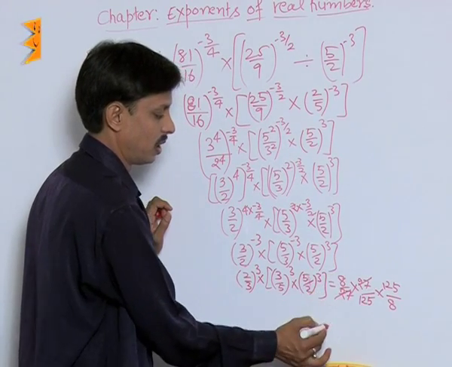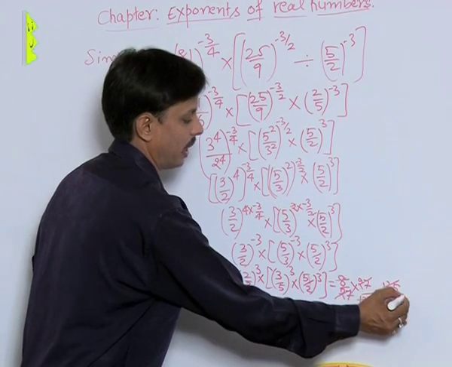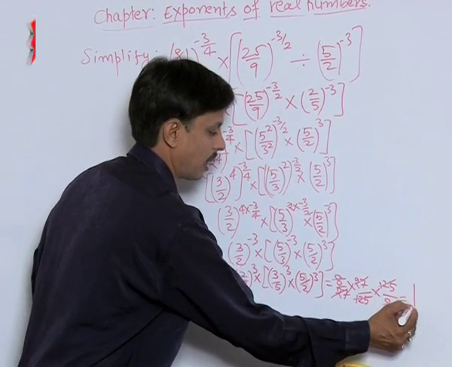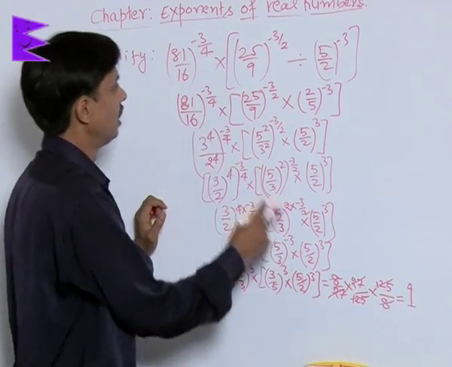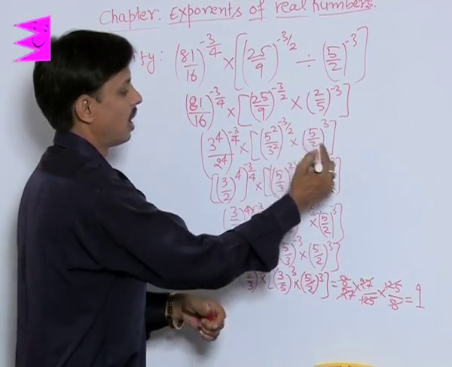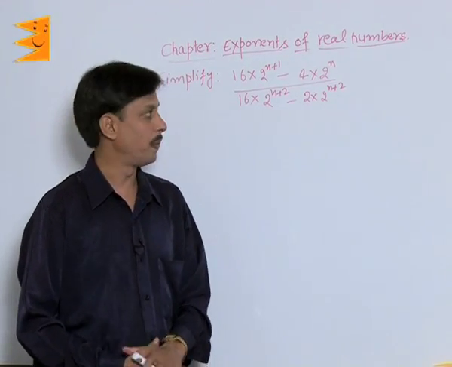27 cancels with 27, 8 with 8, 125 with 125. So the net answer of this long question is coming as 1. So the simplification of this entire expression is 1. Answer is 1. Now one more example of the same topic.